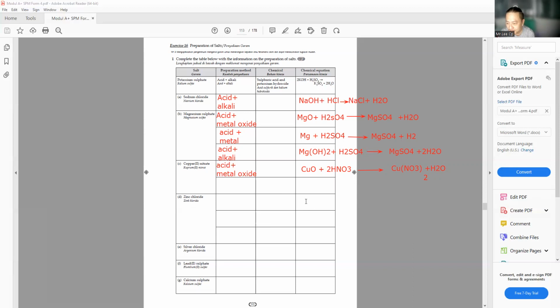Zinc, correct. So I write zinc plus HCl become what?